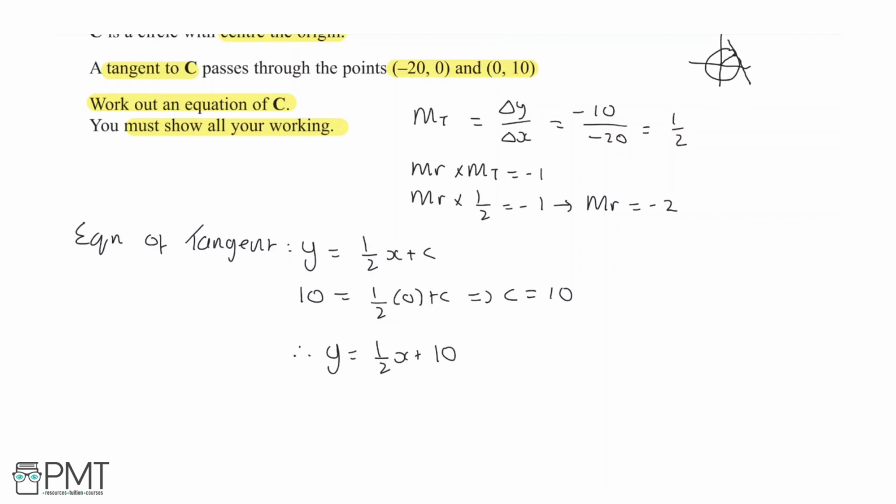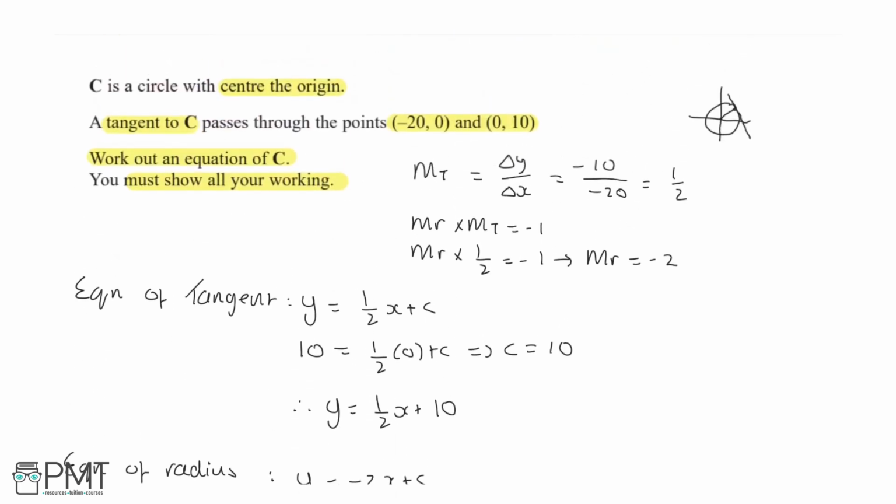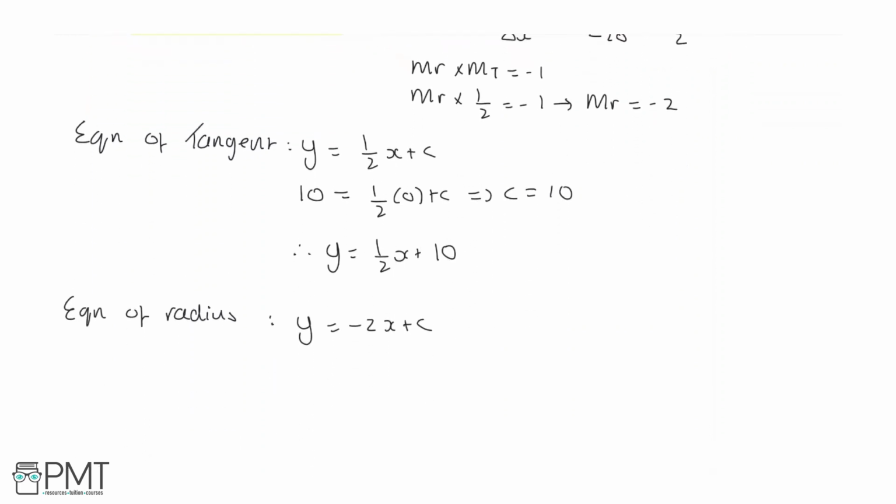Then we are going to work out the equation of our radius. So, equation of radius. We can say that this is y equals -2x plus c. Because we're told the circle is centered on the origin, the radius goes through the origin, so the only point we really have to look for is (0, 0). So we have 0 equals -2 times 0 plus c, and therefore c equals 0. Therefore, y equals -2x, just like that.